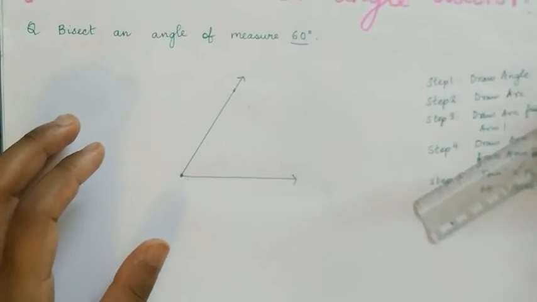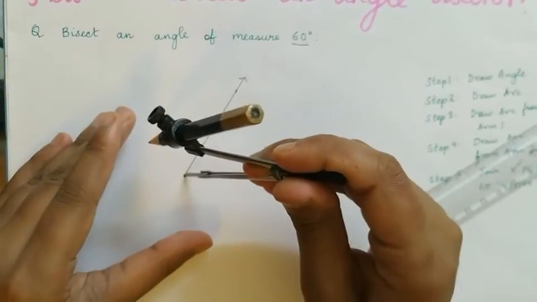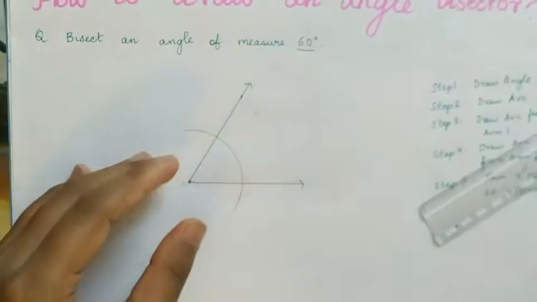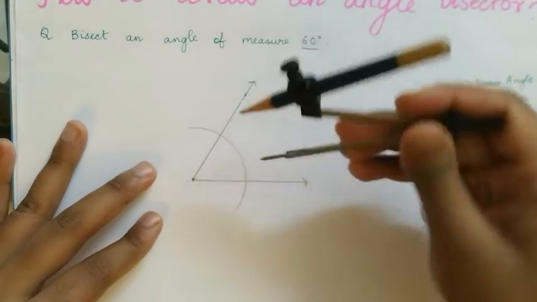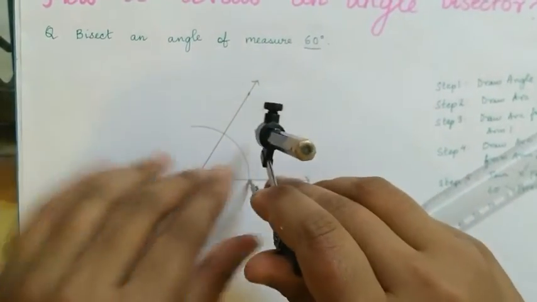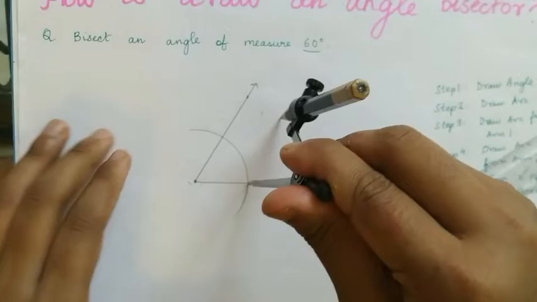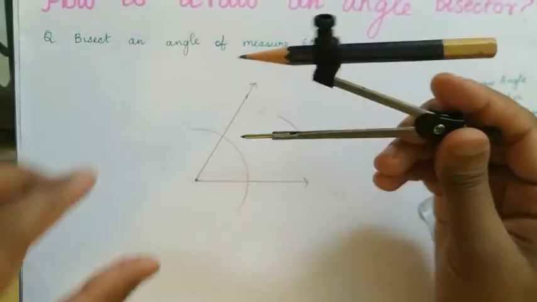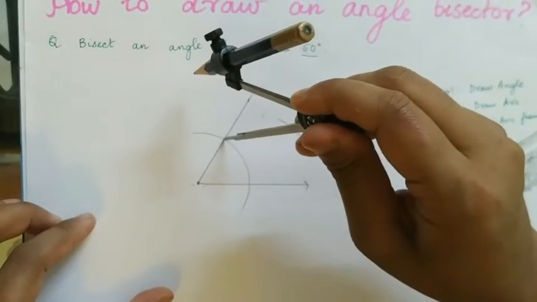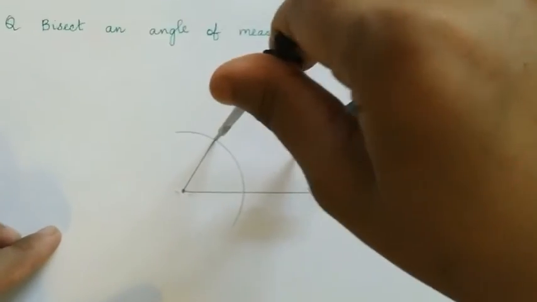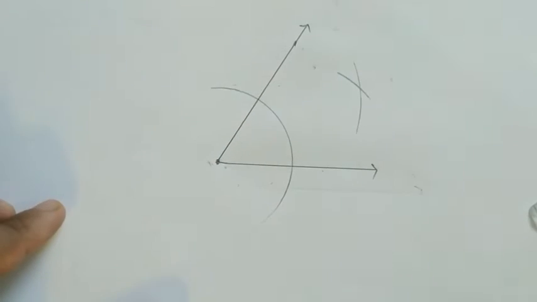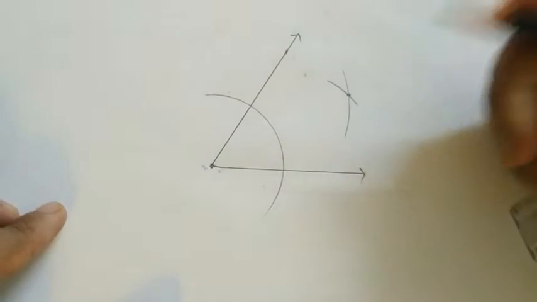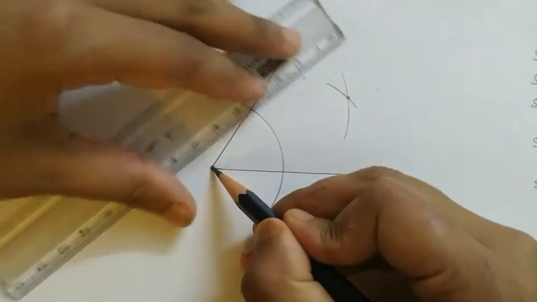Now we want to bisect this angle. In order to bisect it, we will first take our compass and make a small arc. After we've made this arc, we take our compass, put it on one arm, and make another arc here. We do not change this part. We'll take it on the second arm and intersect the arc. Now there is an X. From this point to here, we will draw a line.